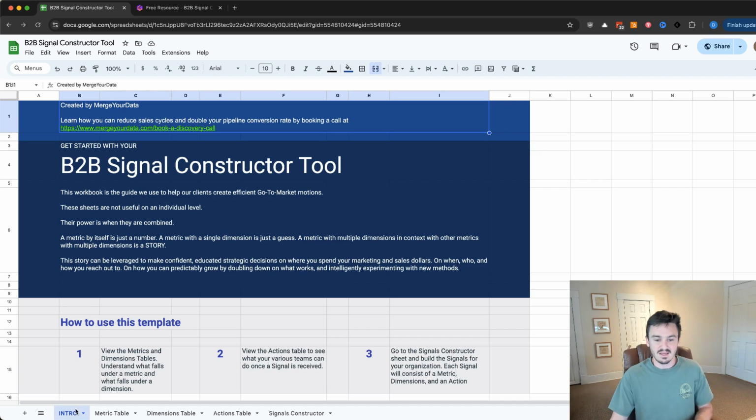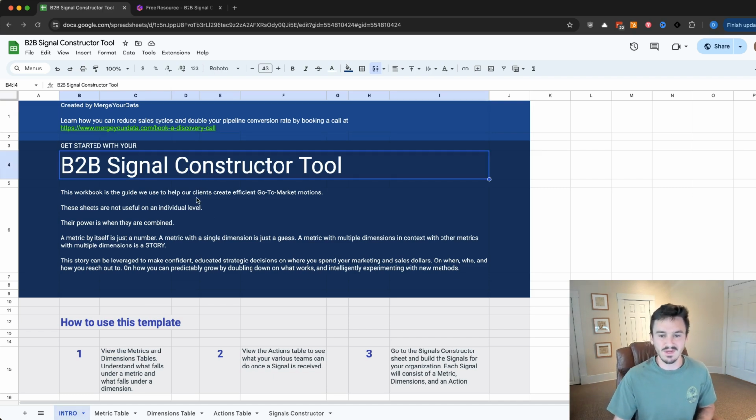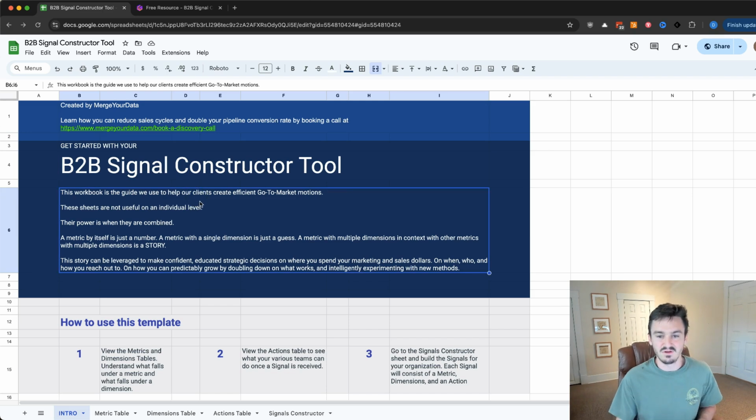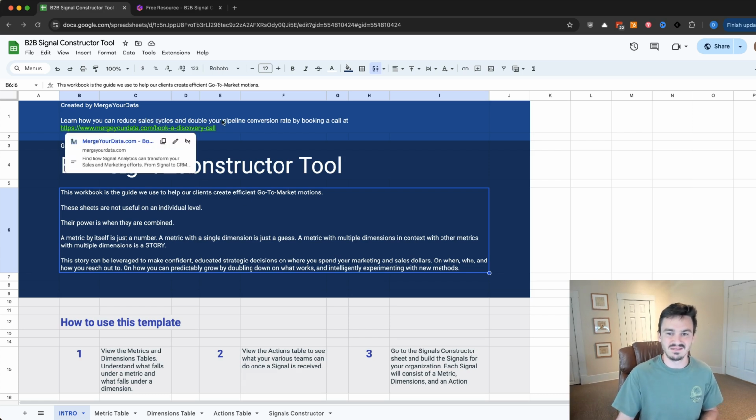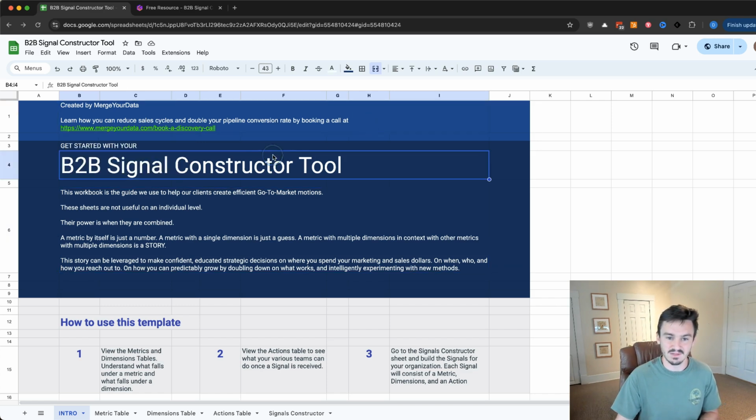I already have it open. On the intro page here, you can see a quick explanation of why this workbook is useful. You can see up here, if you want to reduce your sales cycle and double your pipeline conversion rate, you can book a call on our website. We can help you get there. We can help you make sure that people are converting each stage in your pipeline. You don't want a leaky pipeline there.